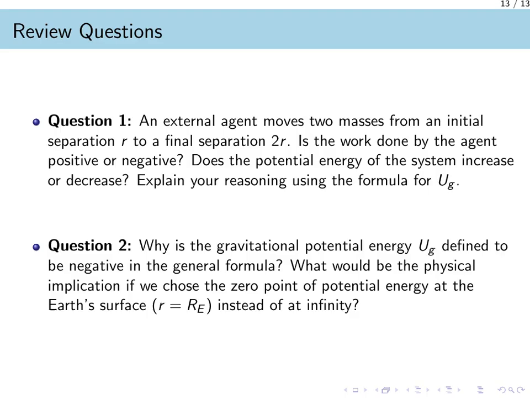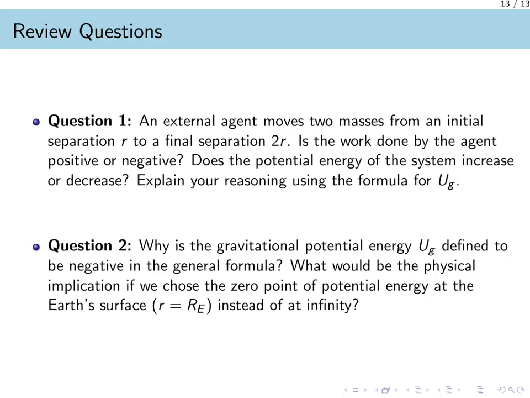To wrap up, let us consider two review questions to solidify your understanding. First, imagine an external agent pulls two masses apart, moving them from an initial separation r to a final separation of 2 times r. Is the work done by this agent positive or negative? And as a result, does the potential energy of the system increase or decrease? To answer this, think about the direction of the gravitational force and the direction the agent is pulling. Then, look at the formula for gravitational potential energy, U sub g, and see how the value changes when the separation distance r is doubled.